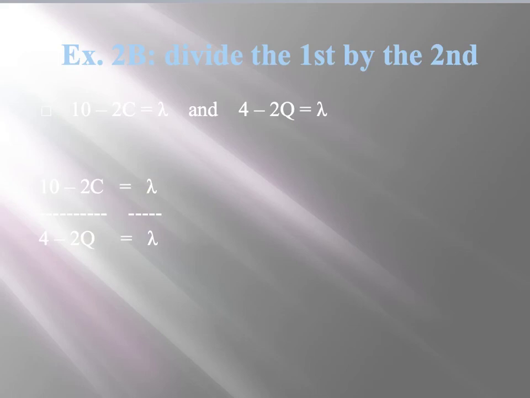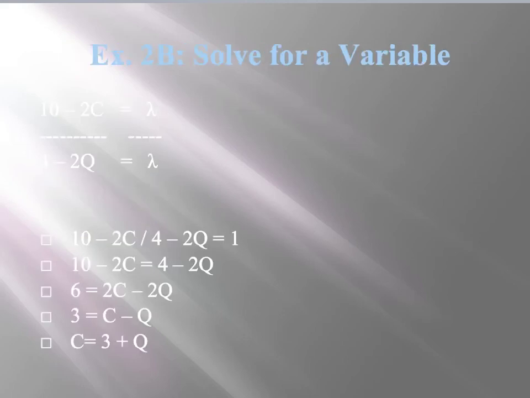Or however the math works for you from here on out is fine, just as long as you're consistent within the correct rules of math. So here, this is what I've done. I've canceled these out to equal 1, and then I've multiplied 4 minus 2q by that 1 to move it over to the other side of the equation, so I end up with 10 minus 2c is equal to that 4 minus 2q.